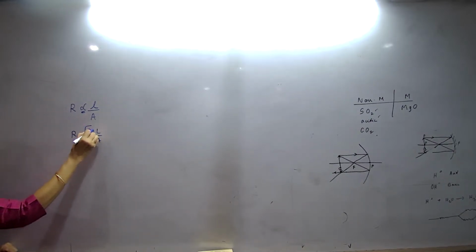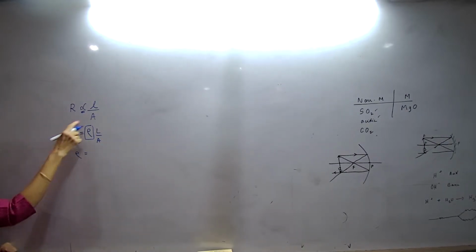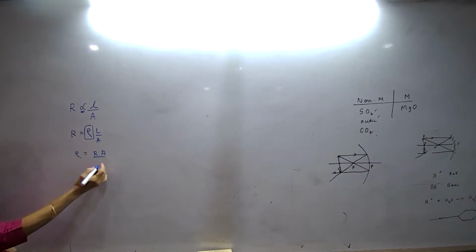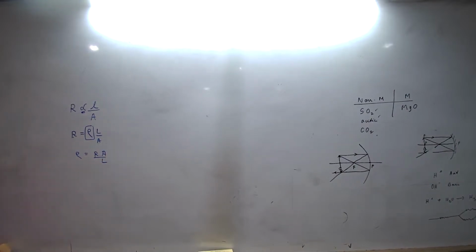Suppose I want to find out what this rho is. I am going to rearrange this. So A will come here, R times A, and L will come here upon it, R A upon L. So that is your resistivity.